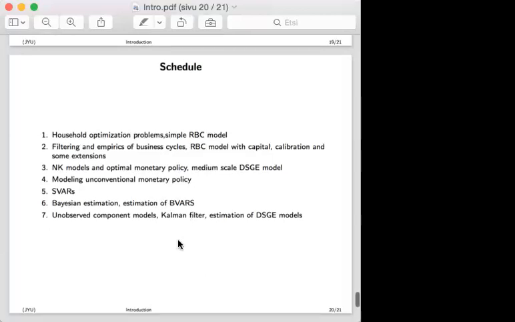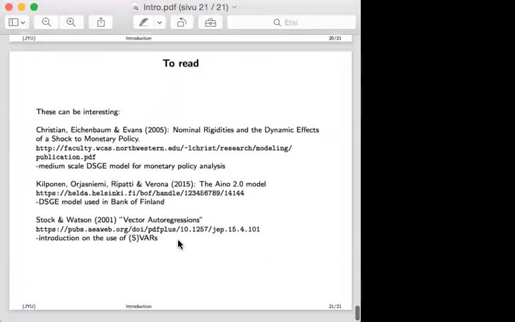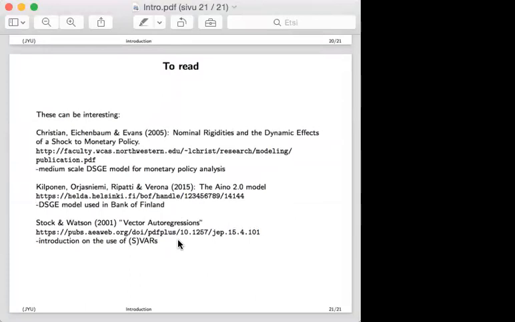So this is the plan for this course. Then there are a few suggestions to read related to topics in this course.